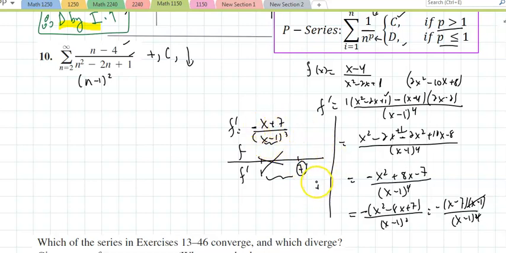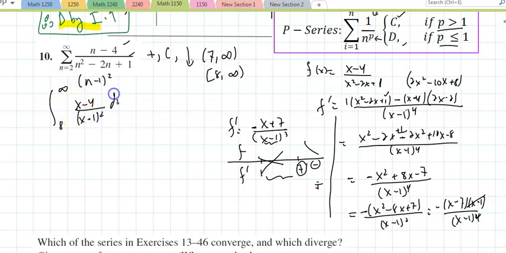And negative 8 plus 1 is negative. Negative over a positive is a negative. The function is decreasing. So I'm going to say from 7 to infinity. Or I could say from 8 to infinity, because I want to include that. So I'm going to integrate from 8 to infinity x minus 4 over x minus 1 squared dx.